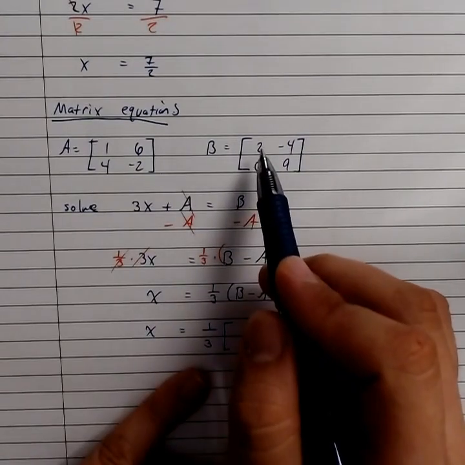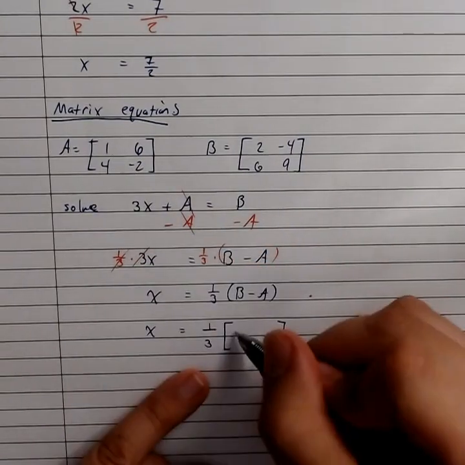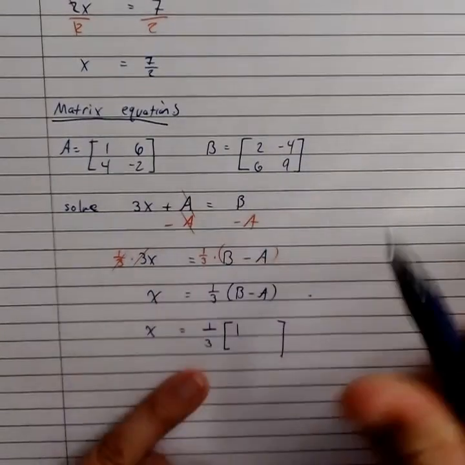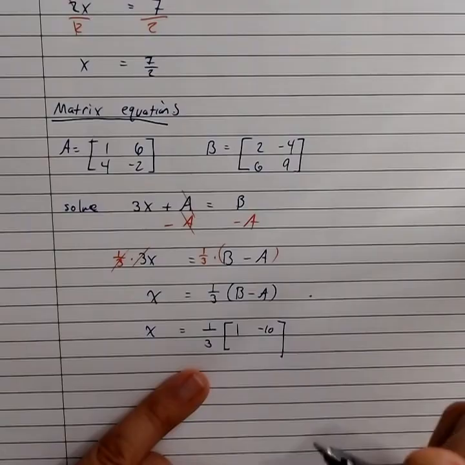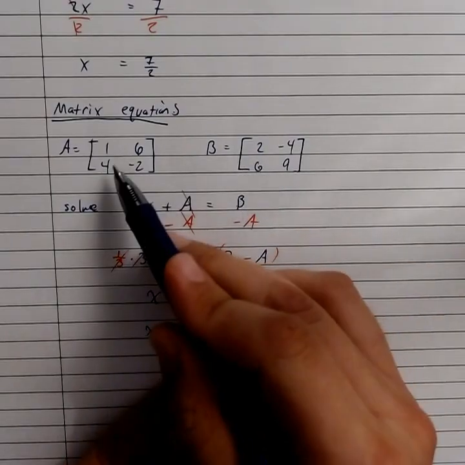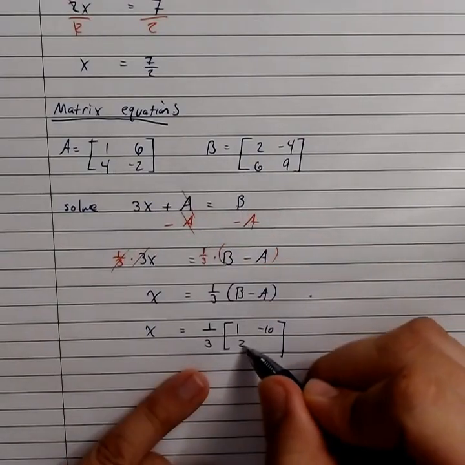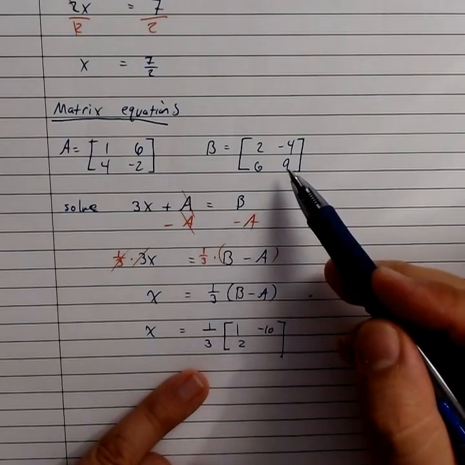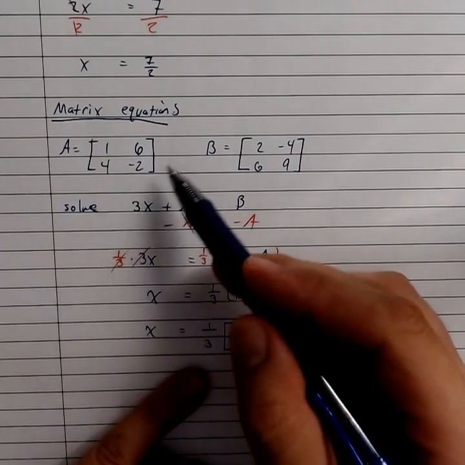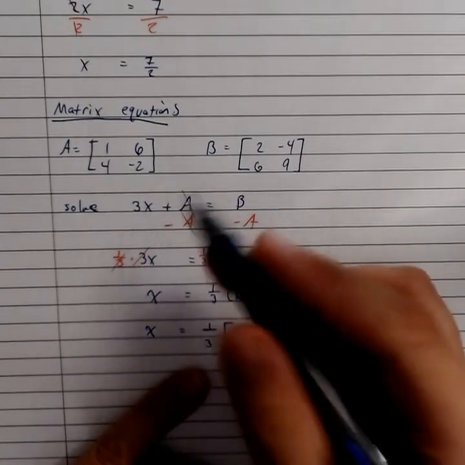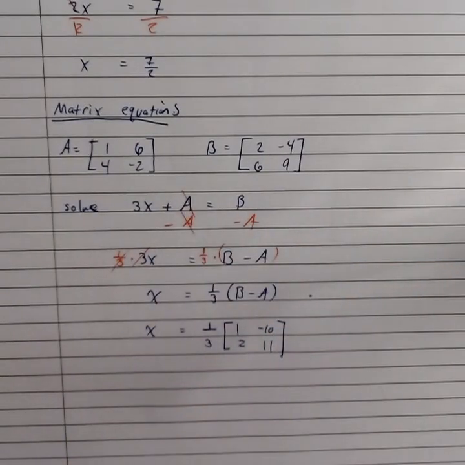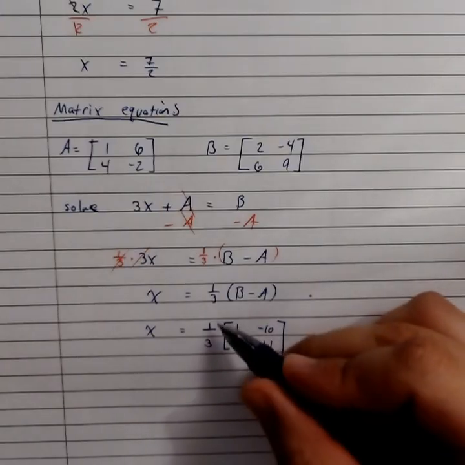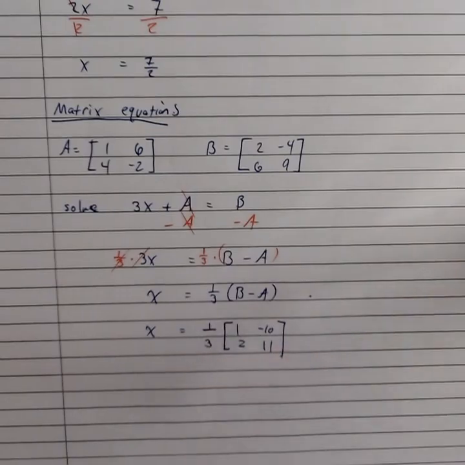So let's start subtracting. 2 minus 1, that's 1. Negative 4 minus 6, that's negative 10. 6 minus 4, that'll give me 2. Notice I'm taking B, subtracting A. And 9 minus a negative 2. Minus a minus is plus, so 9 plus 2 is 11. But now we're going to take this matrix and we're going to multiply by this scalar.